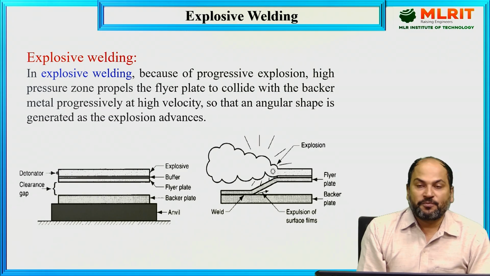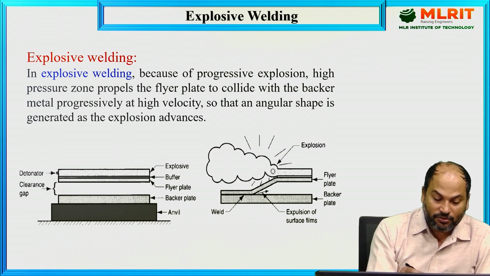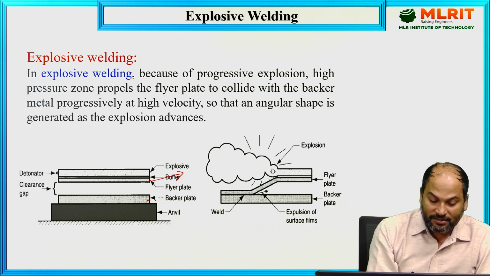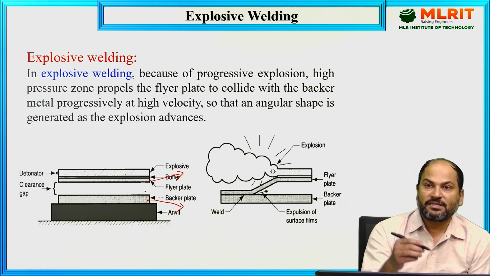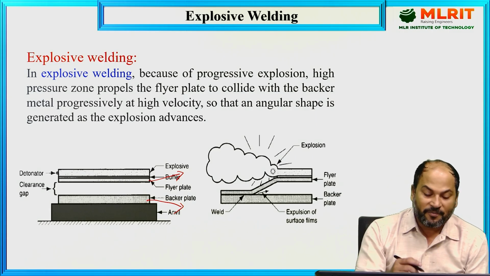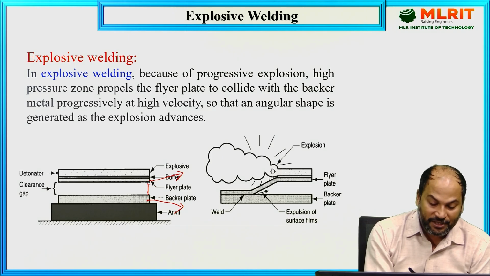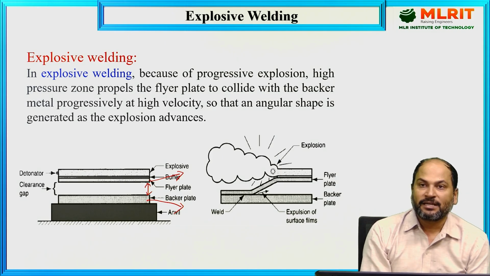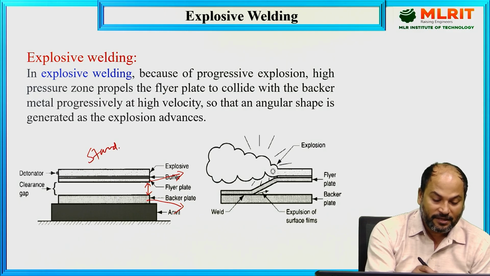Next is explosive welding. Explosive welding means these are the two plates. Suppose this is one plate which is at the top, and this is the other plate which is at the bottom. Technical names are there. The plate at the top is known as the flyer plate. The name is flyer because it will come and strike the bottom plate. That's why its name is flyer plate. And the gap between these two is known as the standoff distance.